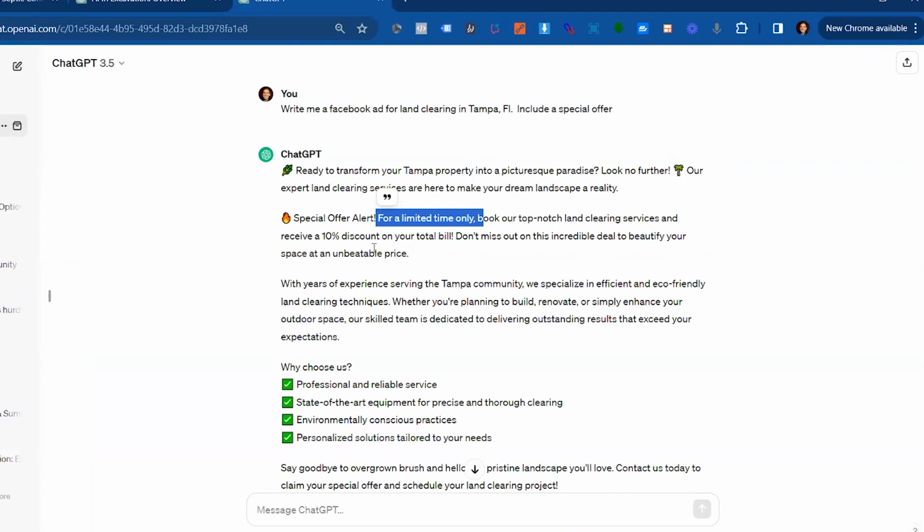Look no further. Our expert land clearing services are here to make your dream landscape a reality. Special offer alert. For a limited time only, book our top-notch land clearing services and receive a 10% discount on your total bill. Don't miss out on this incredible deal to beautify your space at an unbelievable price. So this is a pretty good ad. It's not too bad.